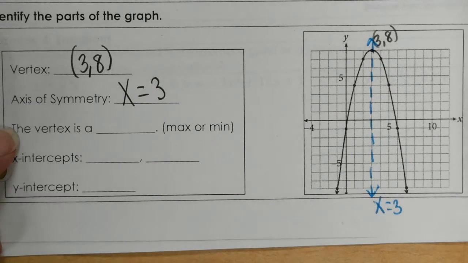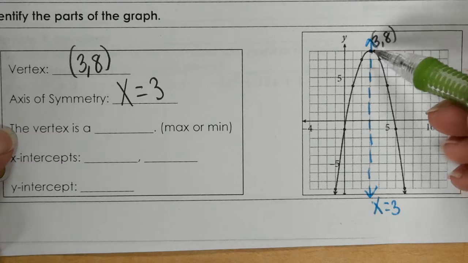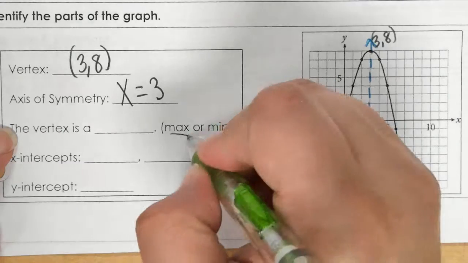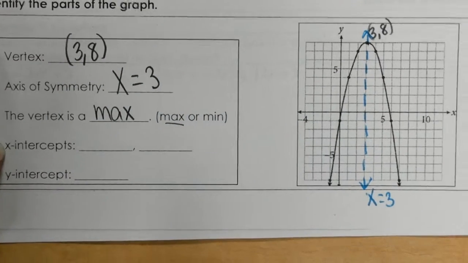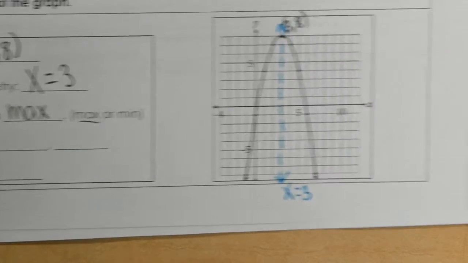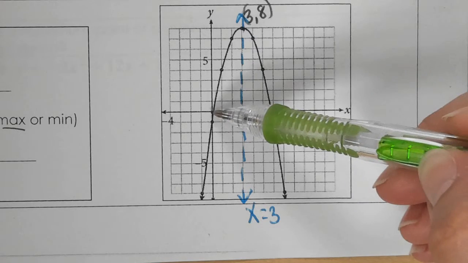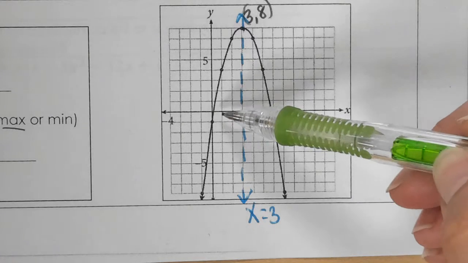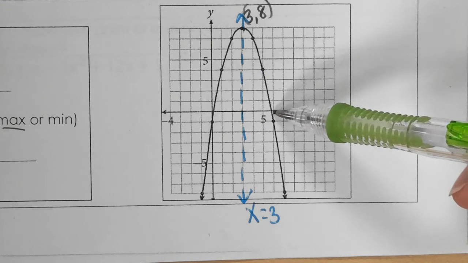The vertex is a blank. Is it a max or a min? Well, it's the high point of the graph. If it's a high point, it's a max, or a maximum. Okay, the x-intercepts are a little bit tricky. So we can see here that your point is not exactly at where the two lines meet. It's kind of off to the side here. Same thing here. It's not exactly where the grid lines meet.